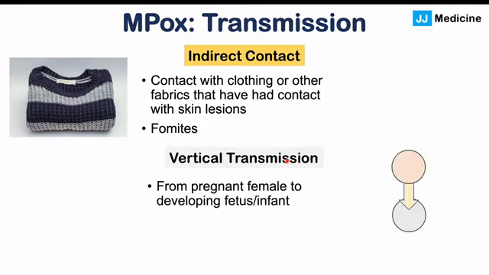Vertical transmission is going to be from a pregnant female to the developing fetus or infant. So it can be in the blood of the pregnant patient. It can cross the placental barrier and infect the developing fetus.